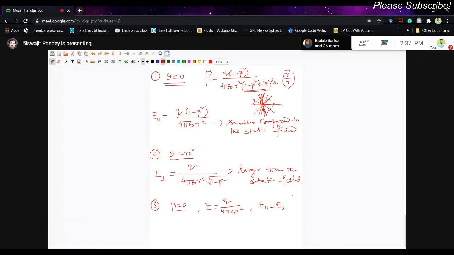Now, so we have some idea about the nature of the electric field produced by a uniformly moving point charge. I should, of course, emphasize uniformly moving point charge.